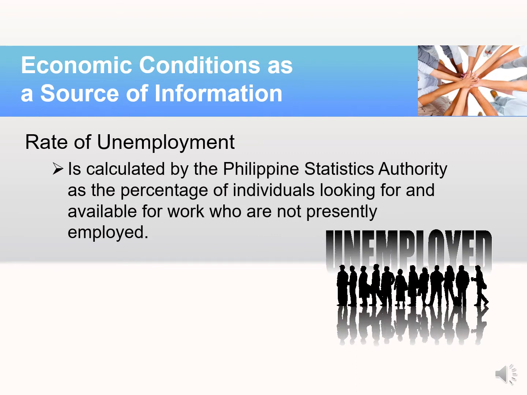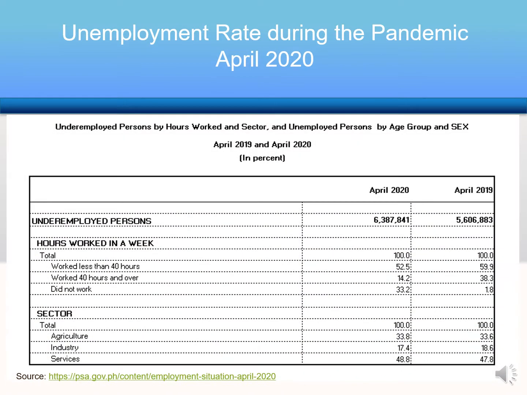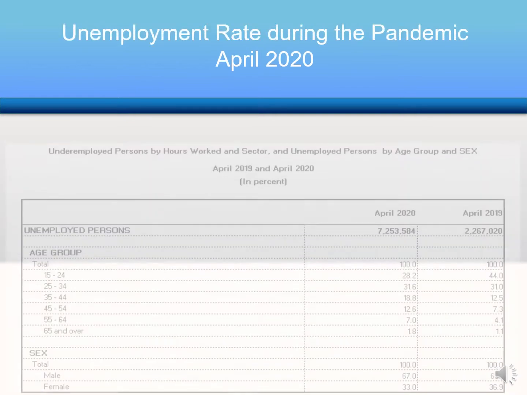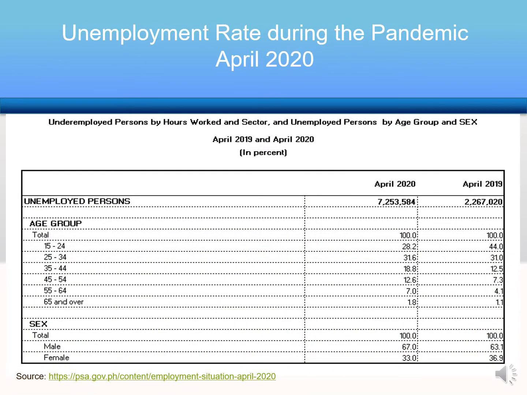It is calculated by the Philippine Statistics Authority as the percentage of individuals looking for and available for work who are not presently employed. We have here the table for the rate of underemployed and unemployed workers for April 2020, which is the latest data from PSA. The COVID-19 pandemic rendered more Filipinos jobless, with the Philippine Statistics Authority reporting 7.3 million unemployed adults in April. The PSA reported a 17.7% unemployment rate.